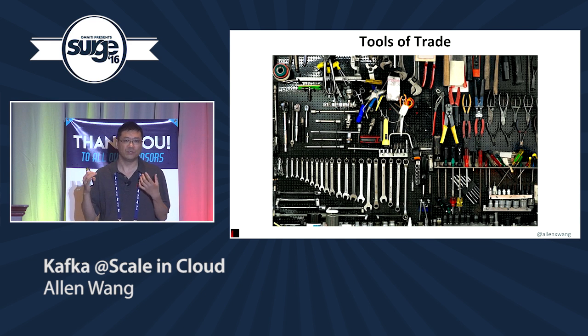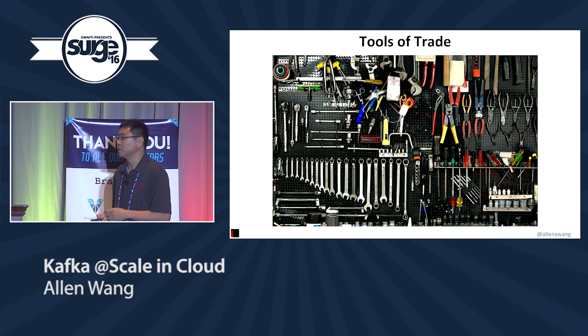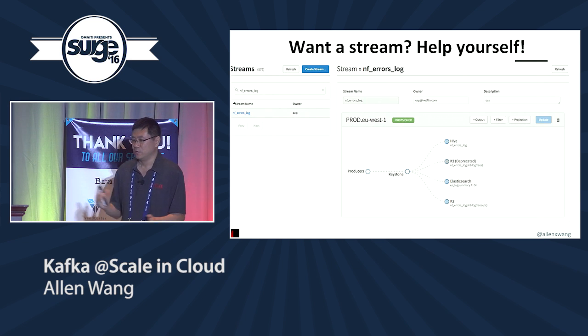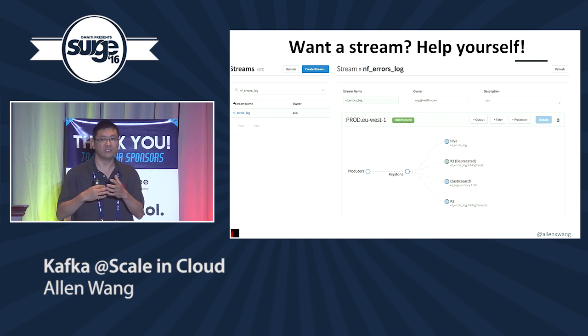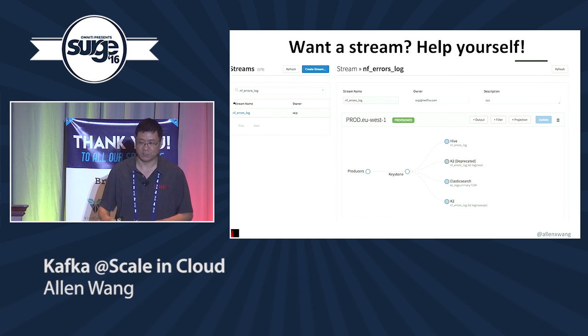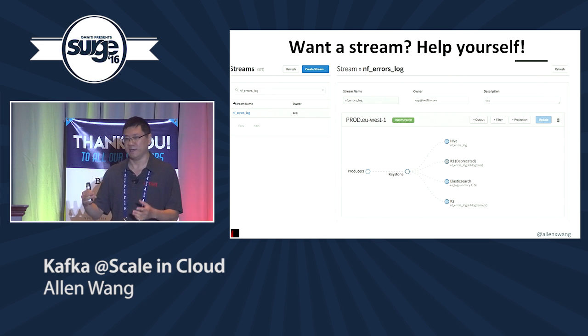So now I'm going to introduce some of the tools that we have developed to enable us to run Kafka at scale. So the first thing is what we have for user interaction. User interaction is an important aspect of our system. We want users to like our UI and the interactions.